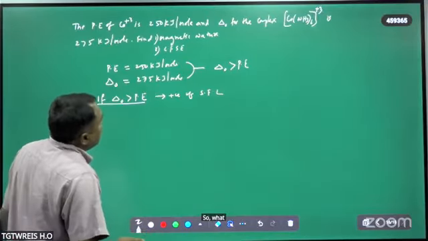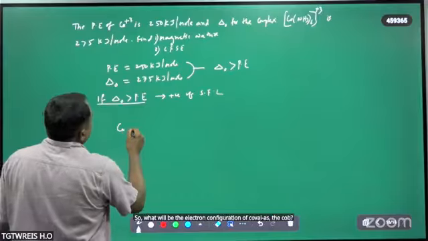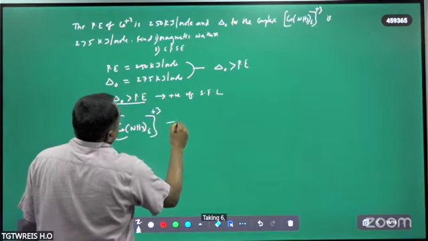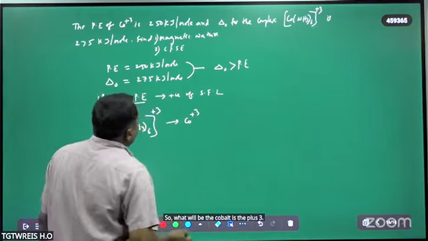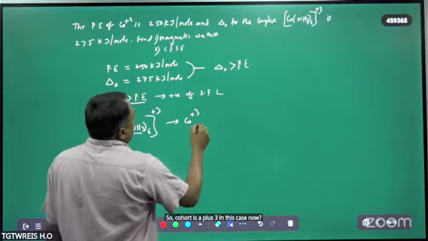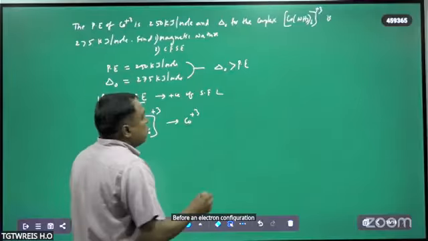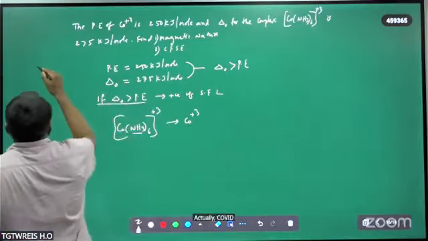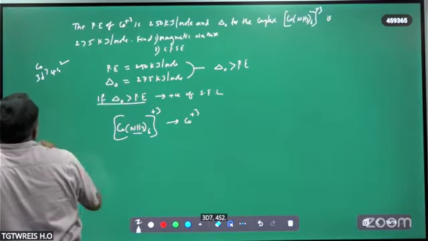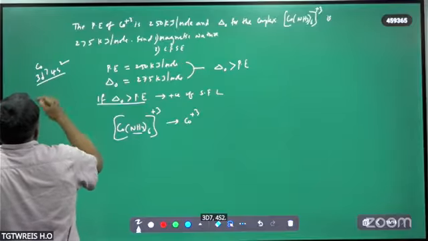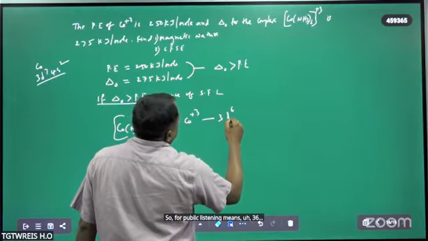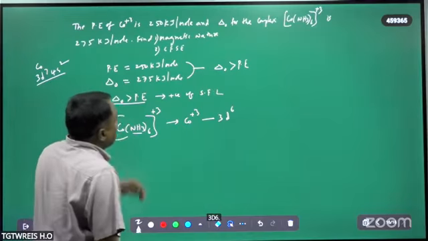What will be the electron configuration of cobalt in [Co(NH3)6]3+? Cobalt is plus 3 because NH3 is a neutral ligand. Cobalt's electron configuration is 3d7 4s2, so cobalt plus 3 means 3d6. In the presence of a strong field ligand, what will happen now?